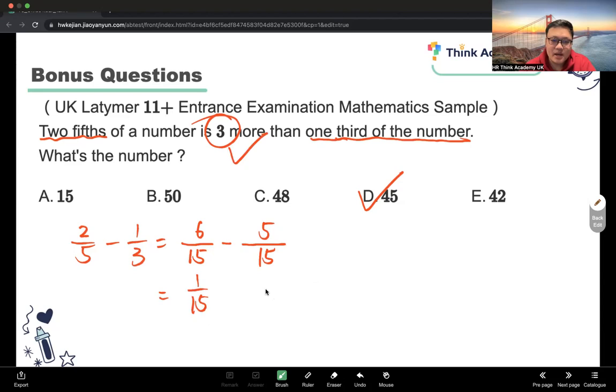So what's going to be the number? You have to use 3 divided by this fraction. We know that when you divide by a fraction, you times the reciprocal of that. That means you use 3 times 15/1. 15/1 equals 15, then that will be 45. So you choose D. All right.